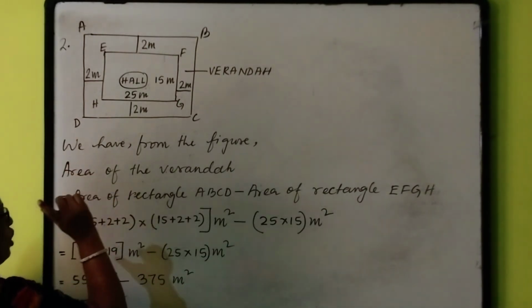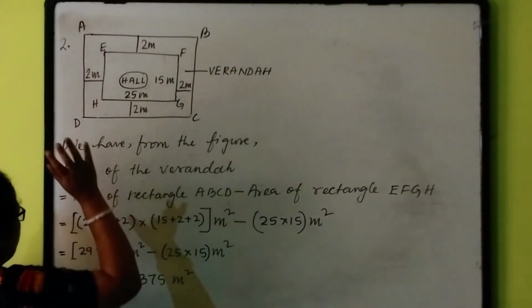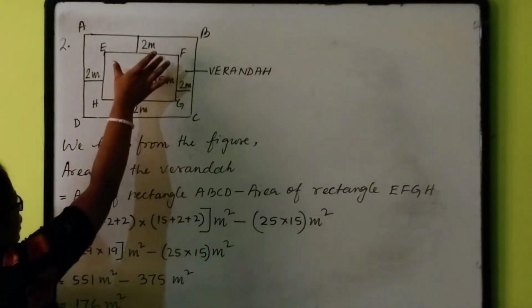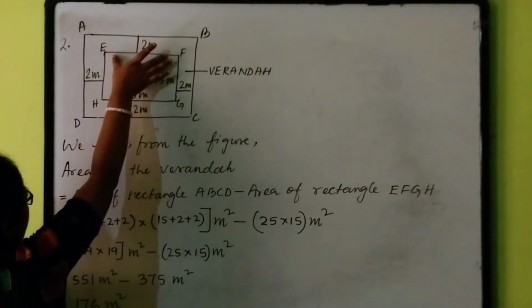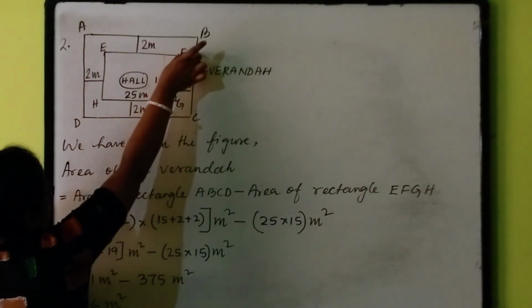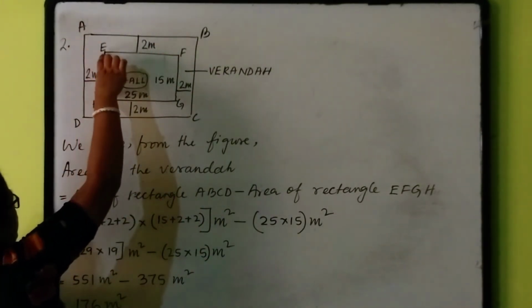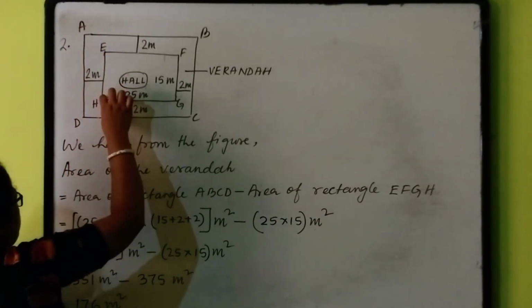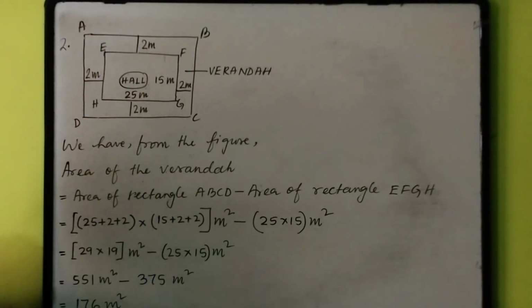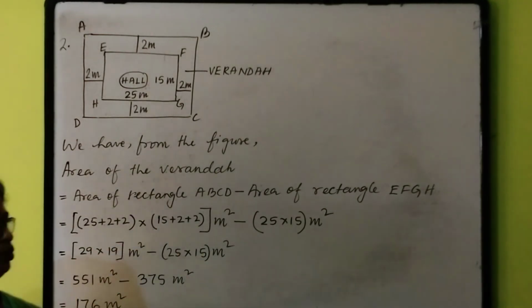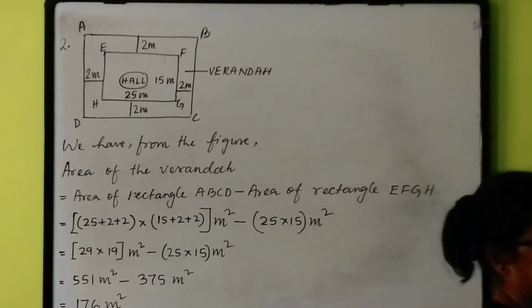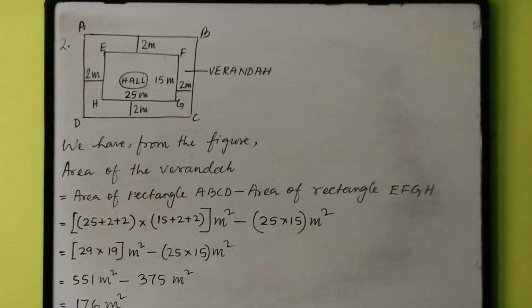Now, in question number 1b, only this length was given to you. Here, this length is not given, but this length is given to you. This length plus this will give the whole length. Then this breadth will be this length plus this will give you this length. Okay? So this one. Clear? 15 plus 2 plus 2. In this way, your answer comes to be 176 square meter.